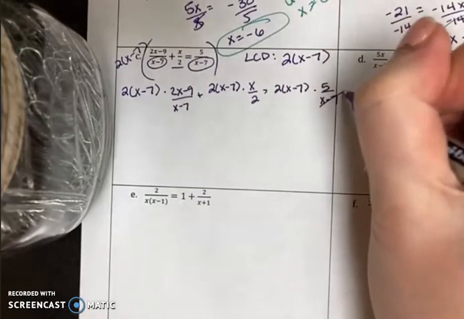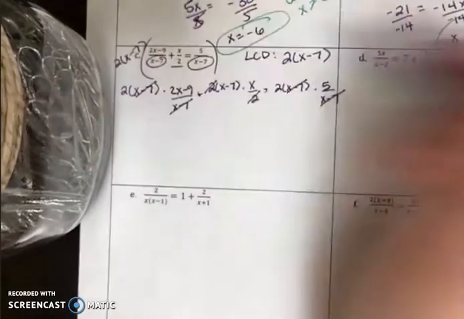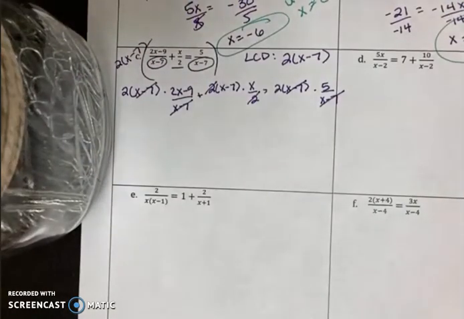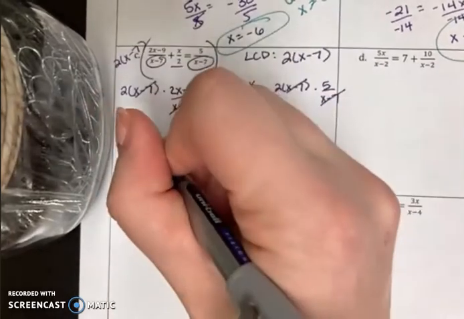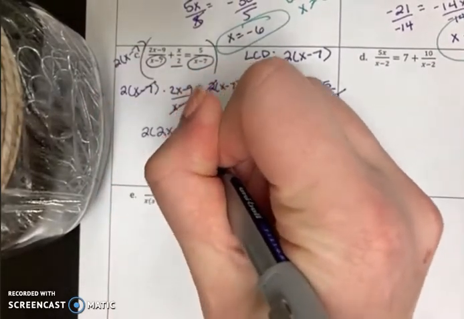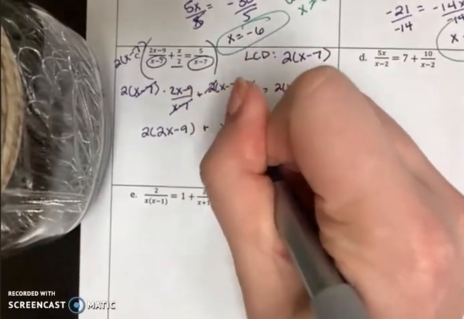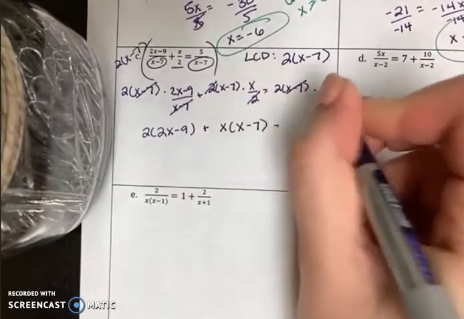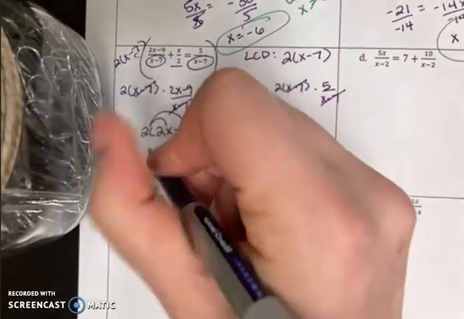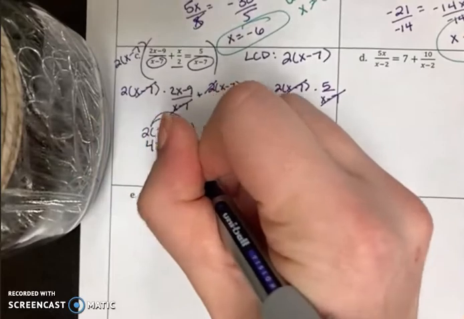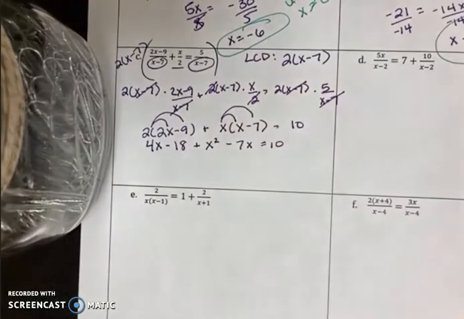And then we cancel stuff out. So the last term, the x minus 7's cancel, the middle term, the 2's cancel, the first term, the x minus 7's cancel. So I'm left with 2 times the expression 2x minus 9. Plus, I have x times the x minus 7 equals 2 times 5, which is 10. We have to clean this up by distributing and combining like terms. So 4x minus 18 plus x squared minus 7x equals 10.